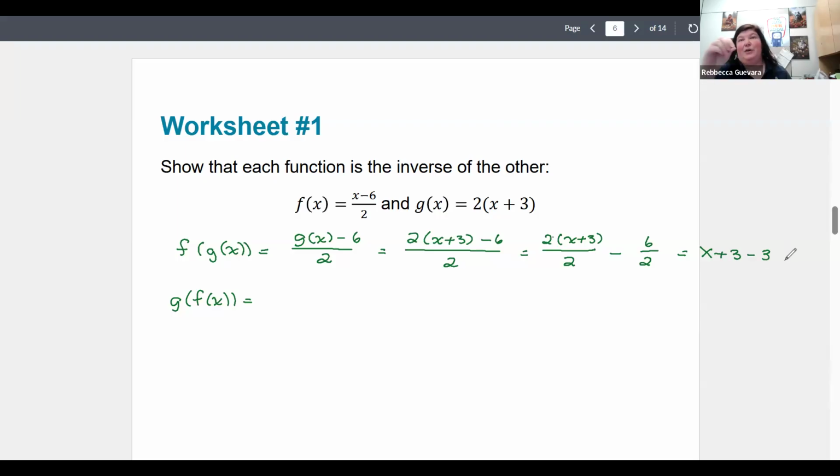So it may not have been obvious right away that these were inverses. That's why I said you always want to check, because sometimes you can't always see that we have all the operators reversed here.